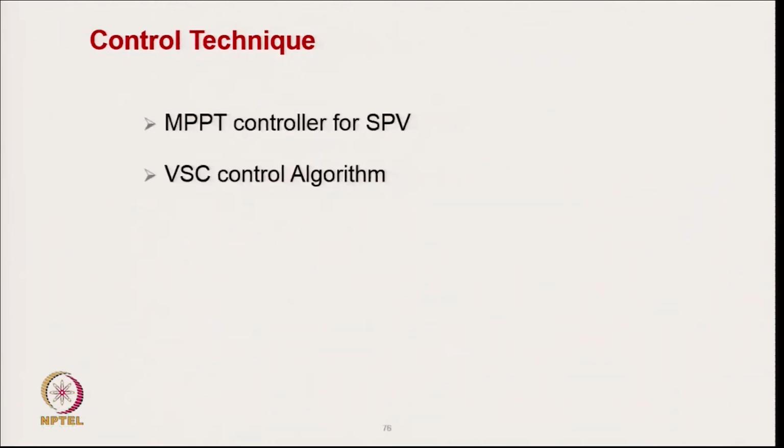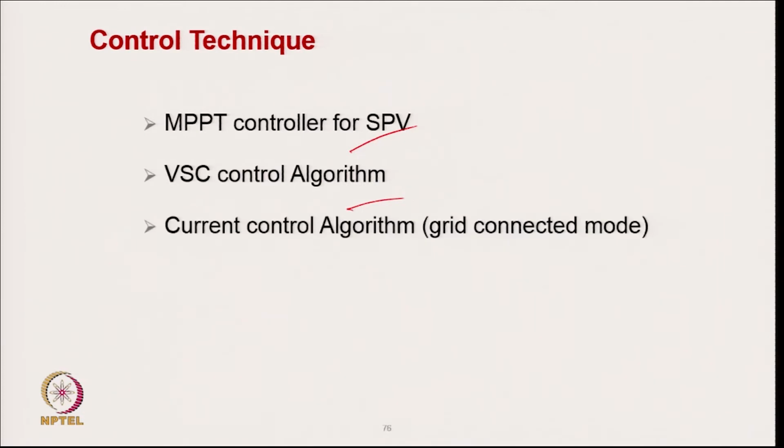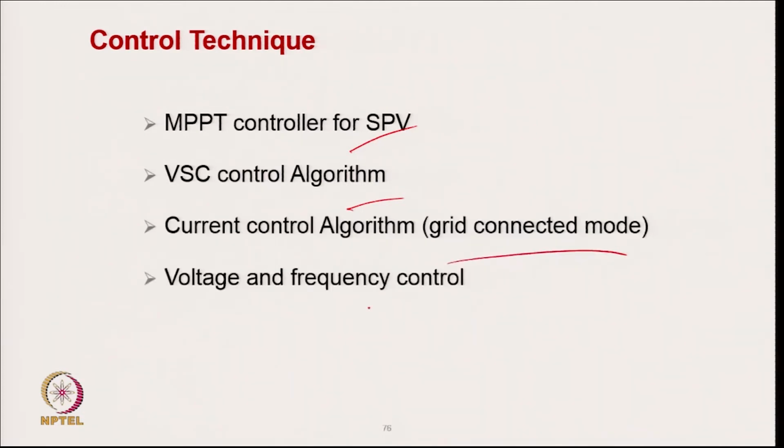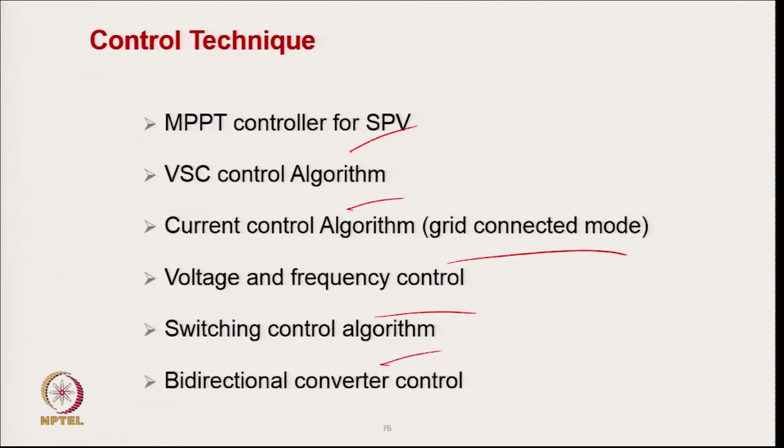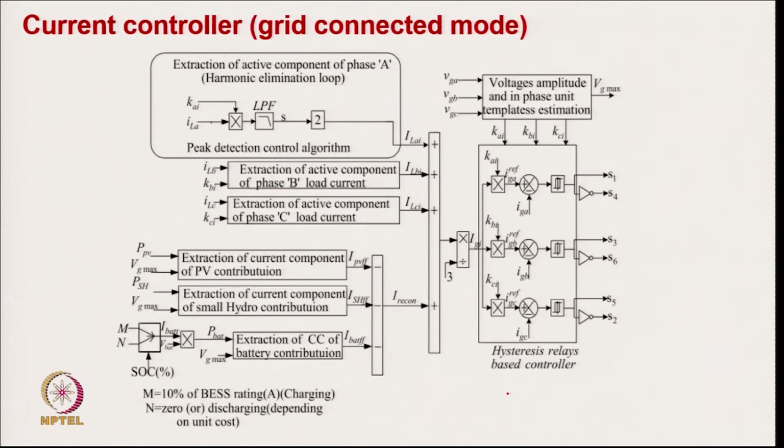So, for control here, we have to take maximum power from the solar PV generation, and then we control the voltage. We use a voltage source control algorithm in current control when in grid connected mode, and voltage control and frequency control when in islanding mode. And then we have a switching algorithm for synchronization and islanding, and then bidirectional current control.